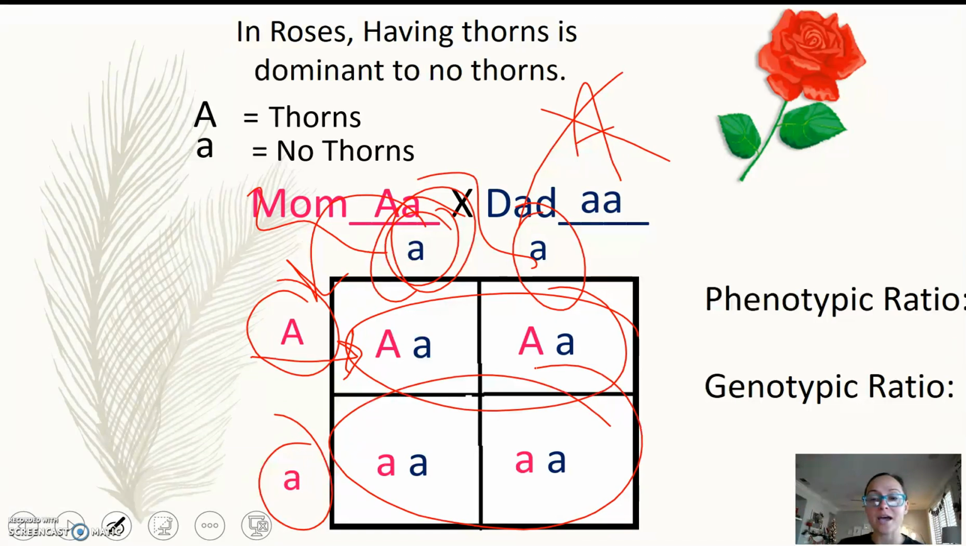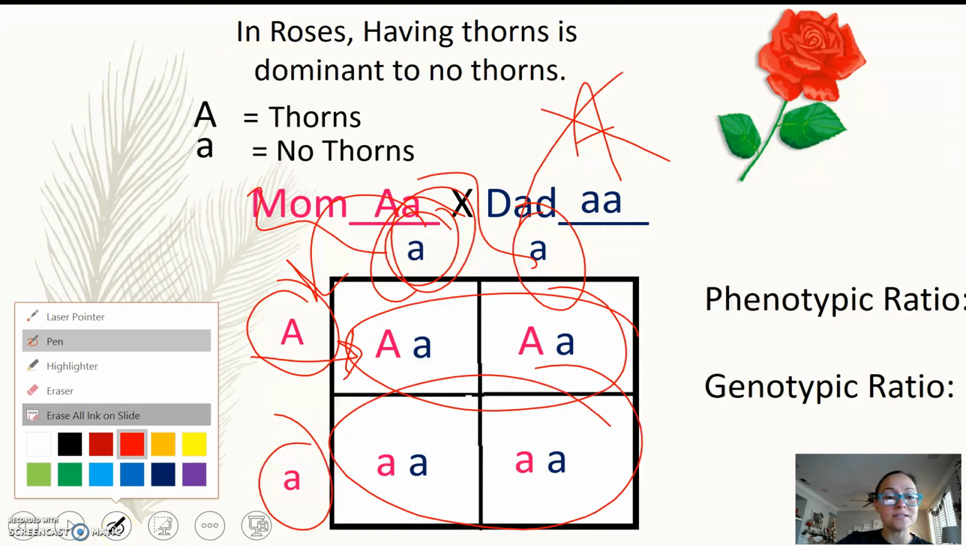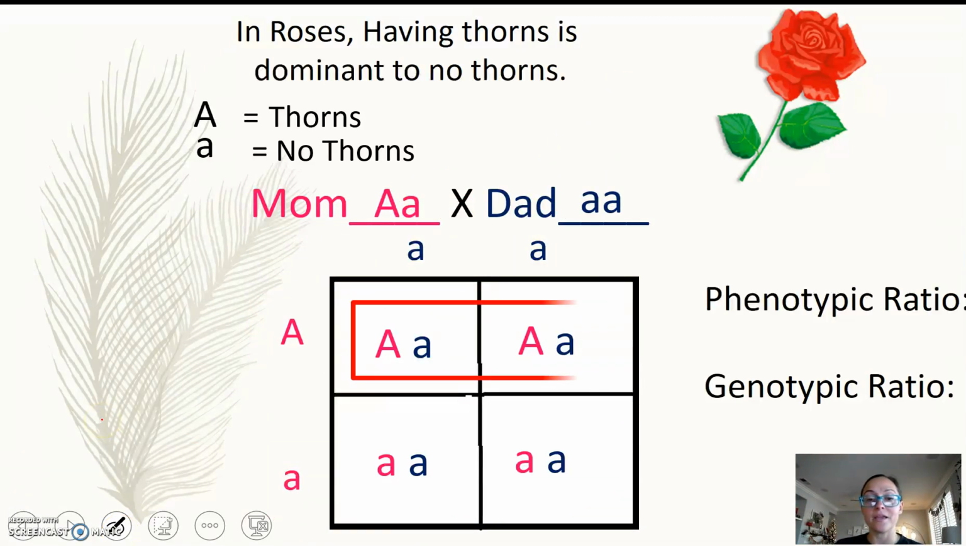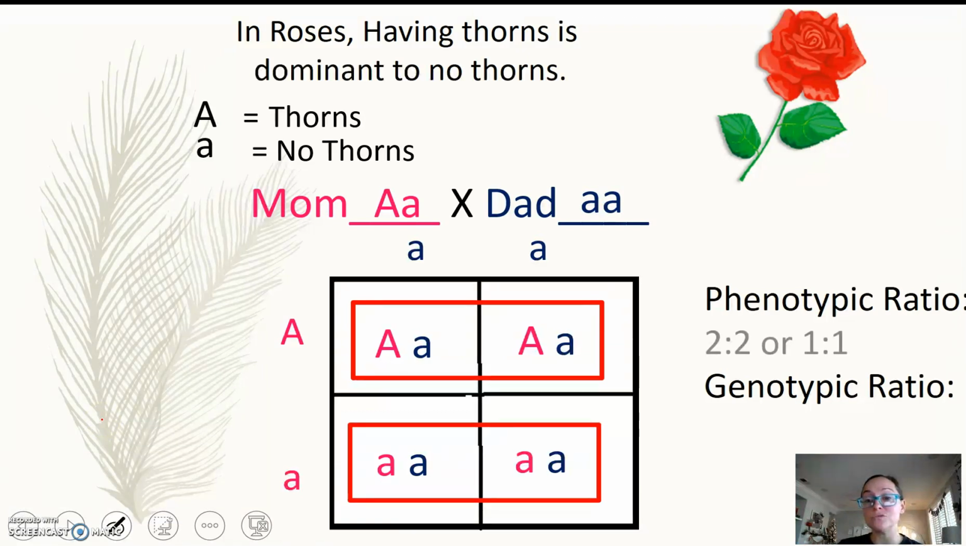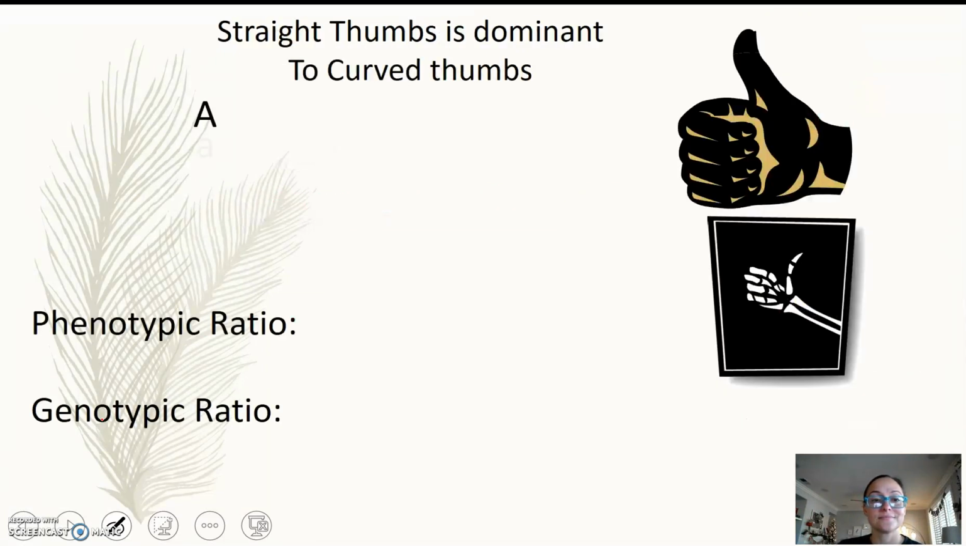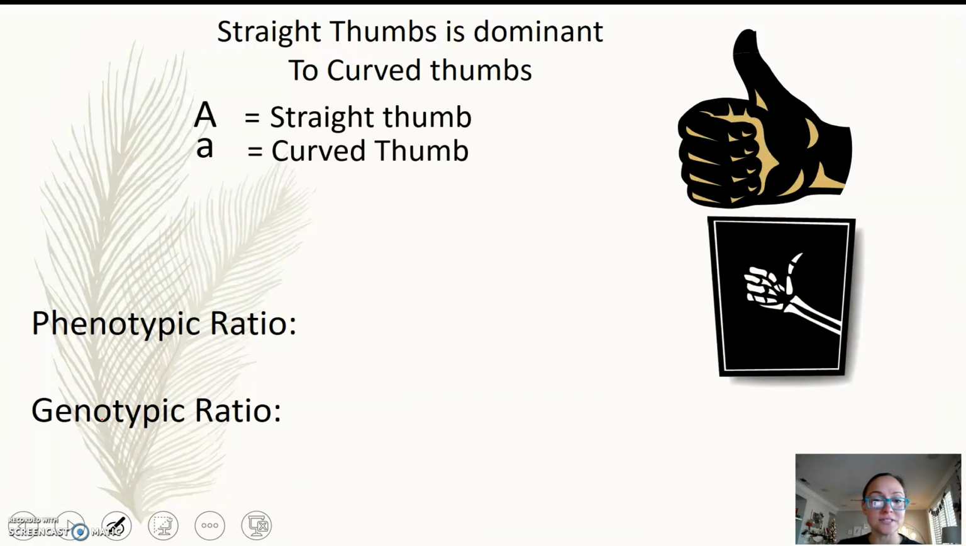And so we can further this along, and we can see here that when we talk about a phenotypic ratio, 2 have thorns and 2 don't. So it's a 2-to-2 ratio, or we can do a 1-to-1. And that's the same for genotype. You have heterozygous and homozygous recessive.